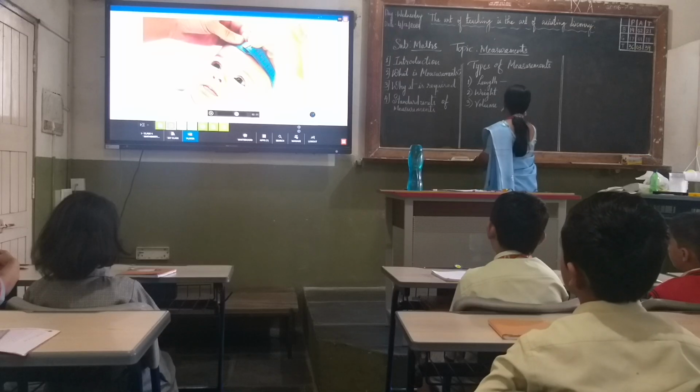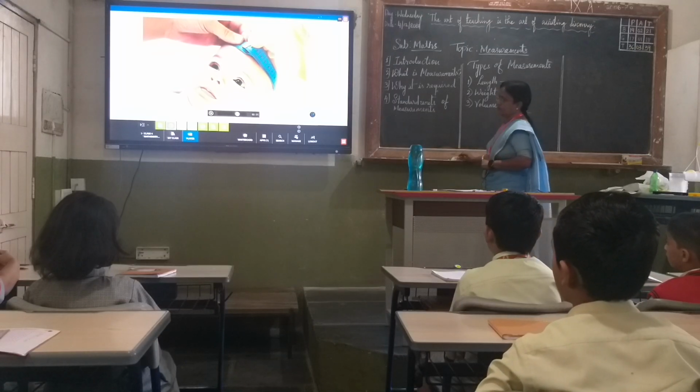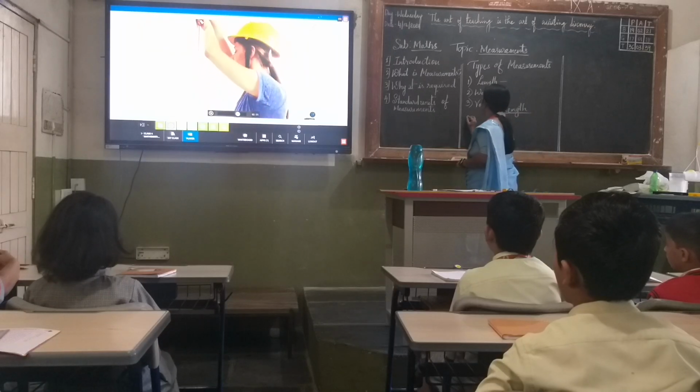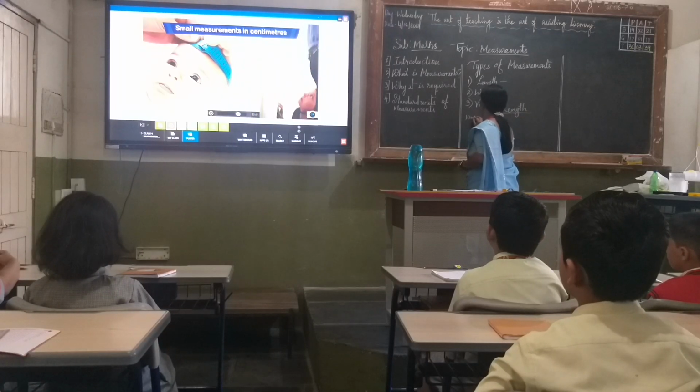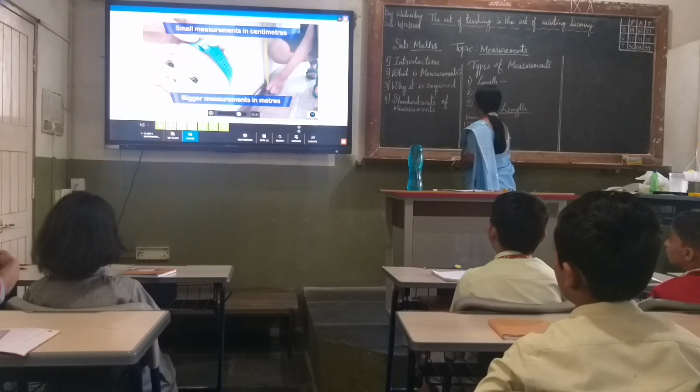Doctors use the measuring tape to measure the head size of a growing child in centimeters to see if they are growing well or not. Height is measured in meters, so we can measure small objects using centimeters and bigger objects using meters.